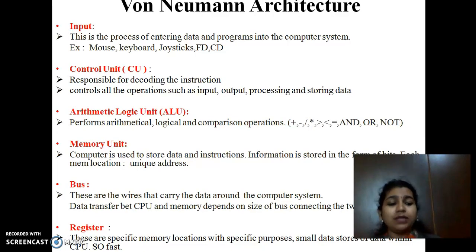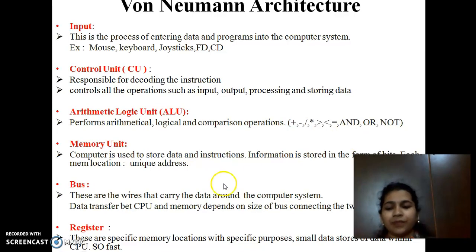Also, I want to tell you that the data transfer rate between various parts of the computer depends on the size of the bus connecting these two components. Sometimes you might wonder why my PC is running so slow. The reason is that the capacity of the bus, or the data transfer rate of the bus, is very low. If you increase the size of the bus, the data transfer rate also increases.